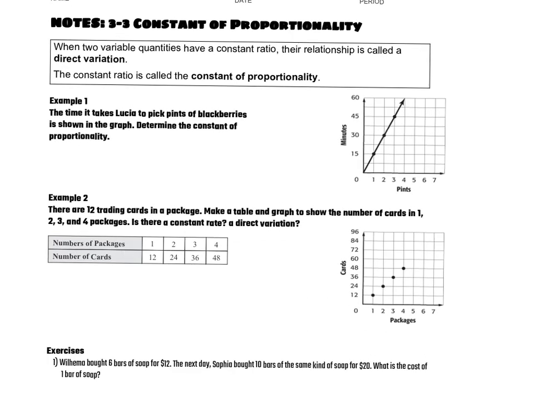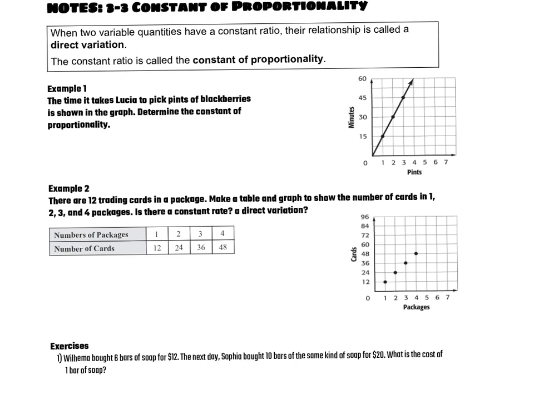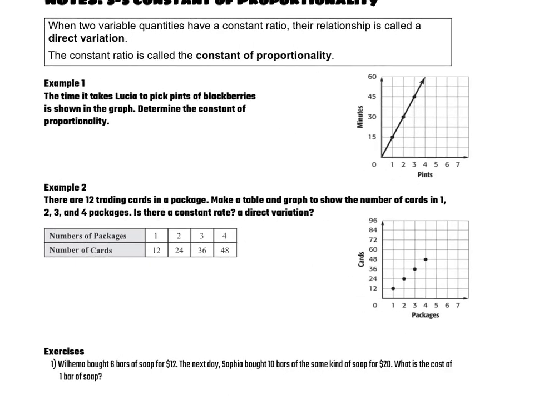Okay, so looking at example 1, they give us the wording, they give us a graph. Yesterday we were using what? A chart, right, to solve it. So we're gonna do that. We're gonna write a chart that matches this. The time it takes Lucia to pick pints of blackberries is shown in the graph. Determine the constant of proportionality.